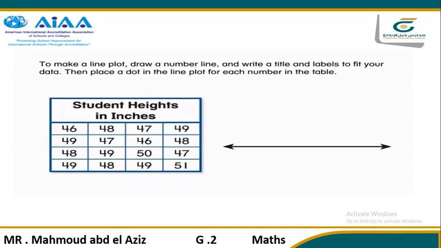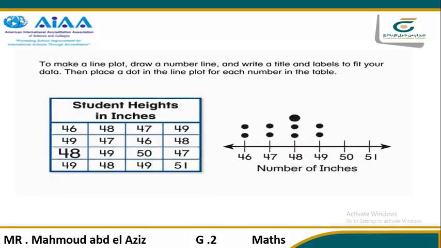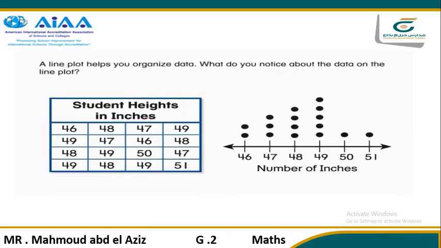To make a line plot, draw a number line and write a title and labels to fit your data. Then place a dot in the line plot for each number in the table. A line plot helps you organize data. What do you notice about the data on the line plot? You can see that most of the students are 49 inches tall or less.